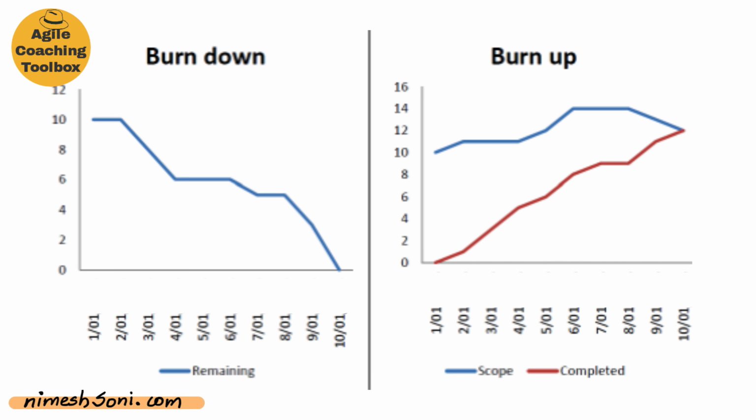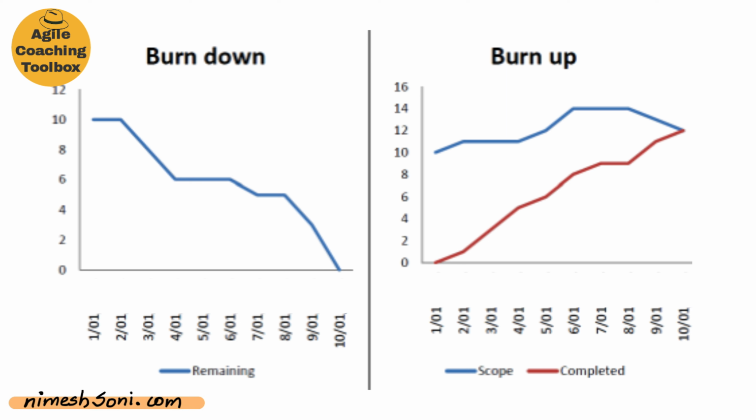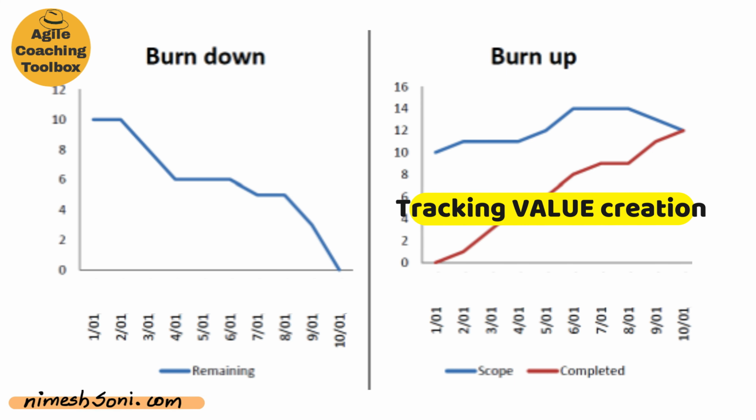One of the items on this information radiator should be the burn up or burn down chart. The burn down chart tracks how much work is remaining, whereas the burn up chart tracks how much work has been completed. For those reasons, in fact, I don't like the burn down chart as much. Instead, I would focus on the burn up chart as it shows the pace at which the team is creating value. The team is completing the stories.